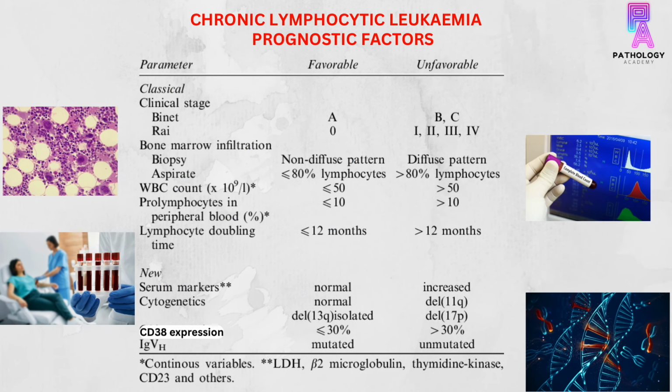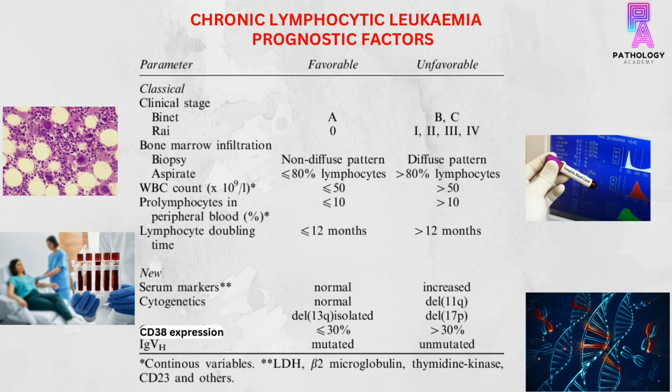Coming to the prognostic factors of CLL. Clinical stage Binet A and Rai 0 have favorable prognosis. However, Binet B and C and Rai 1, 2, 3, 4 have an unfavorable prognosis. On bone marrow biopsy, if the infiltration is showing a non-diffuse pattern, the prognosis is favorable. However, if the infiltration is showing a diffuse pattern, the prognosis is unfavorable.